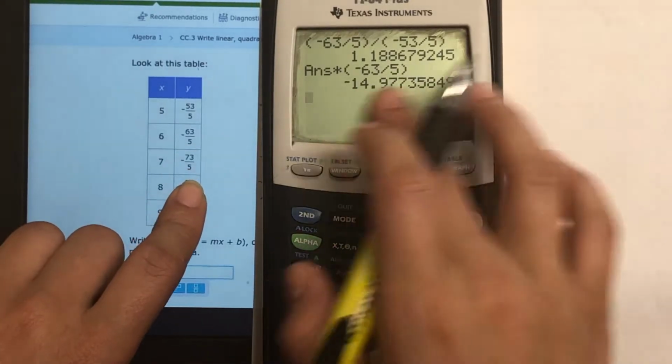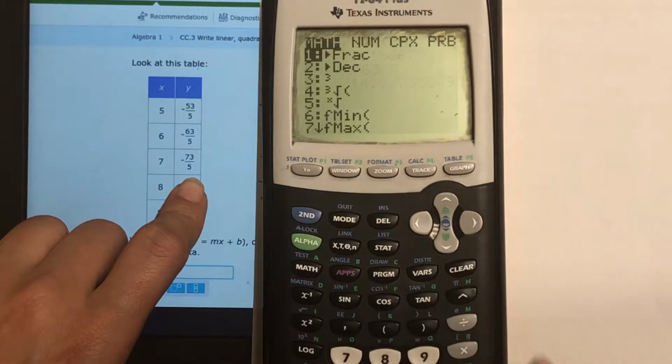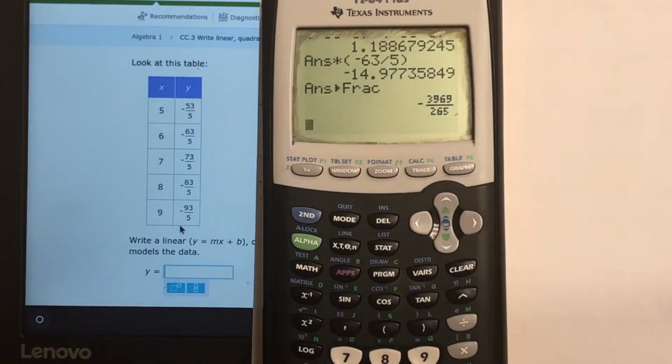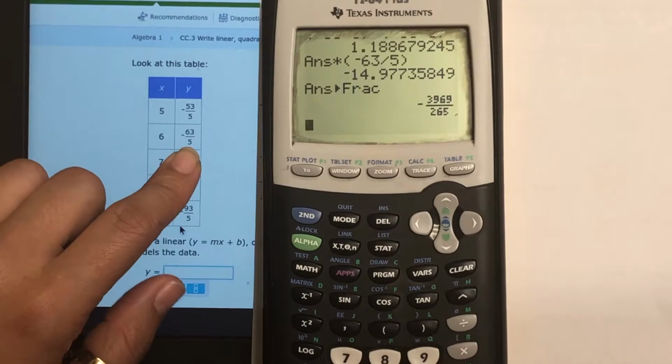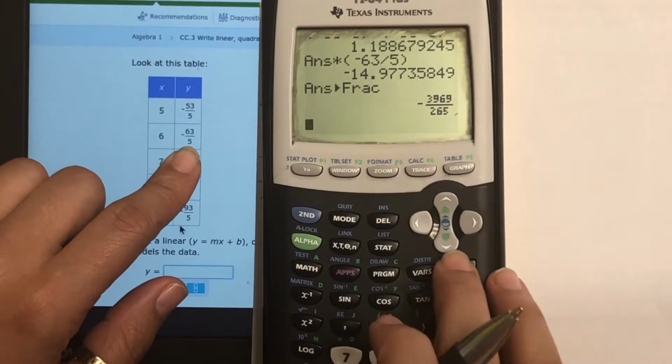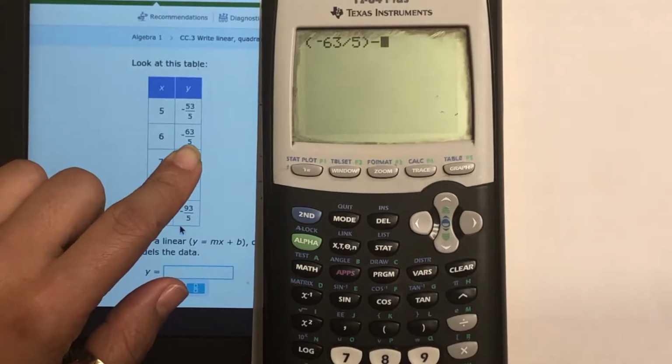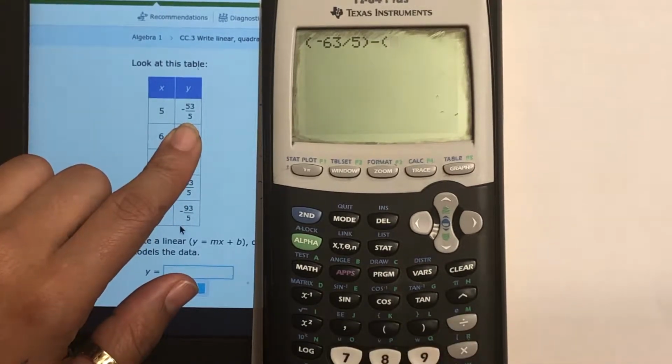And then because this is a decimal, you're going to press math, enter, enter. Does it give me that? No. So it's not exponential. Now we're going to check if it's linear. Again, the same thing, because it's a fraction, it should be in parentheses: negative 63 over 5 minus this one in parentheses, negative 53 over 5. And you get negative 2.